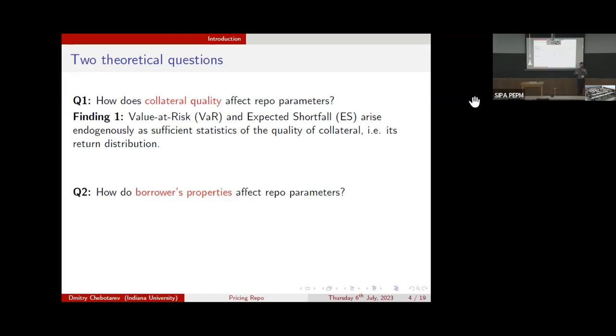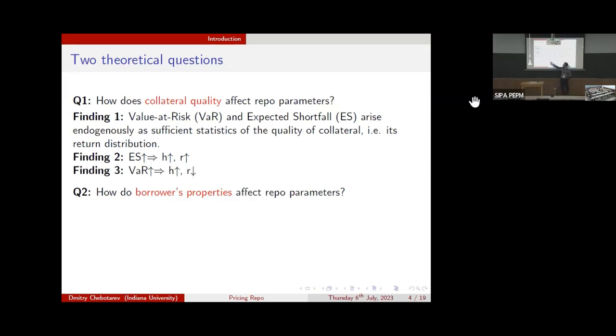And in the industry, there is also a debate whether one is better than the other. Well, here I try to show that they are both necessary because they stand for different types of risk. Intuitively, the expected shortfall is more related to the loss given default, while value at risk is more related to the probability of default. And it is important for comparative statistics because I show that when the expected shortfall increases, both the haircut goes up and the rate goes up.